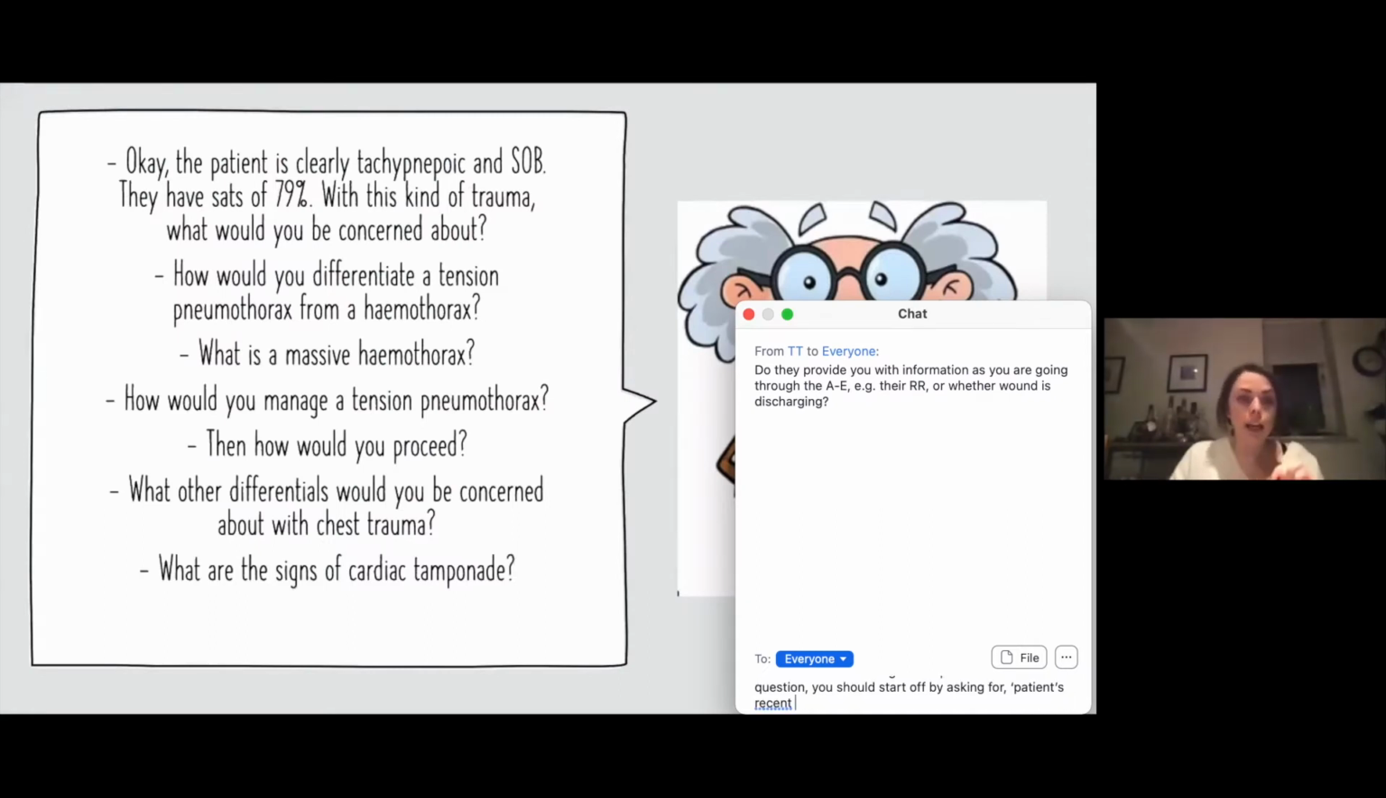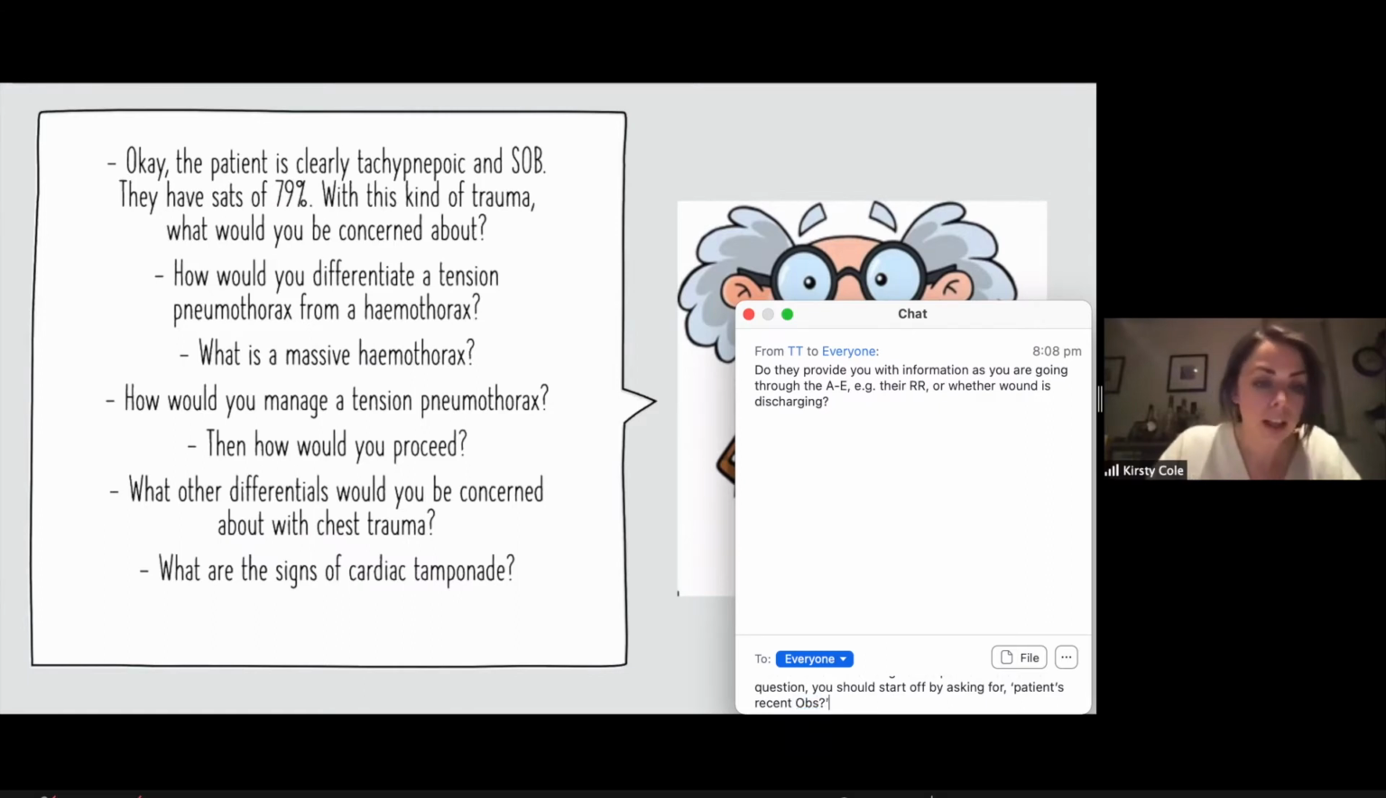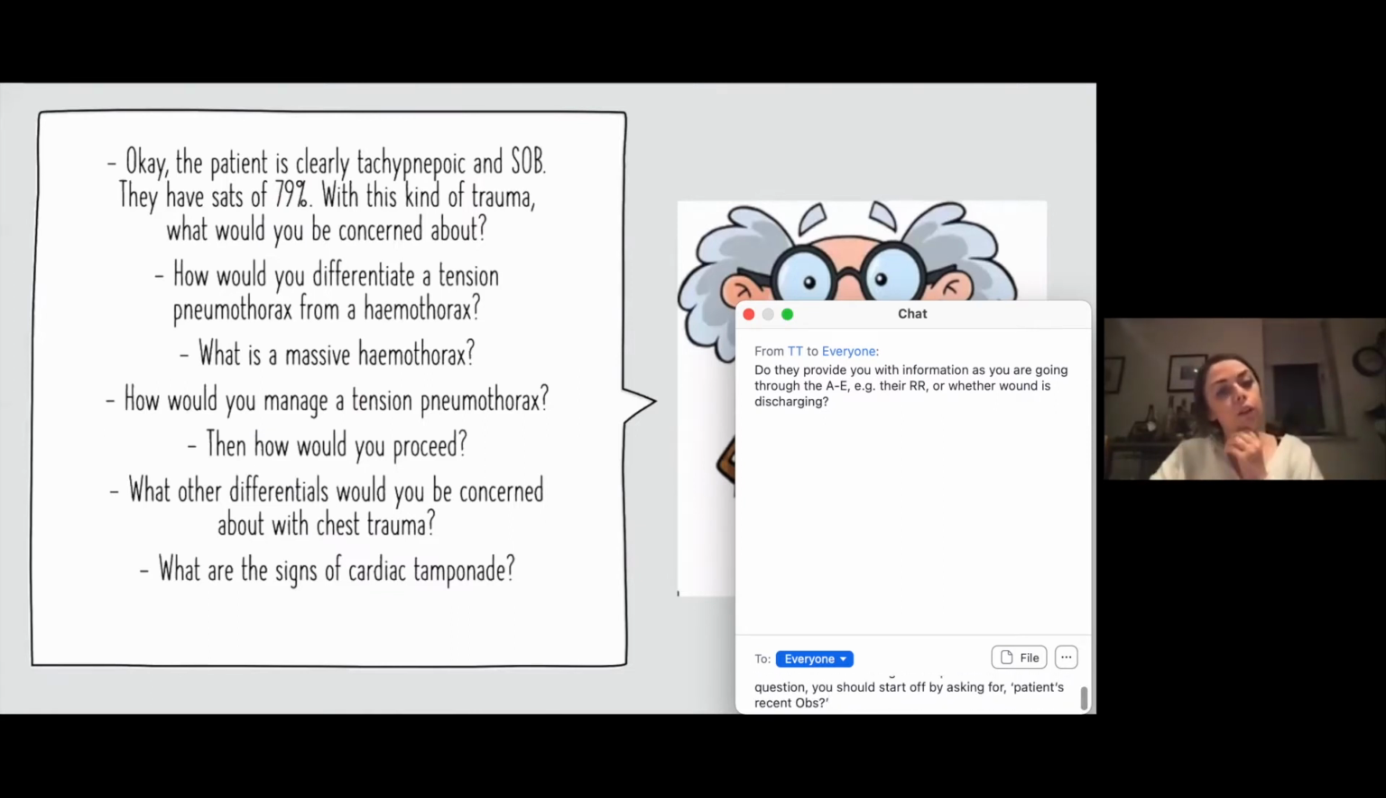And they said, okay, the patient is clearly tachypneic and short of breath, and they have sats of 79%. With this kind of trauma, what would you be concerned about? So they wanted my differentials really early on. How would you differentiate, at which point I talked about tension pneumothorax and hemothorax. How do you differentiate between a tension pneumothorax and a hemothorax? And then what is a massive hemothorax?